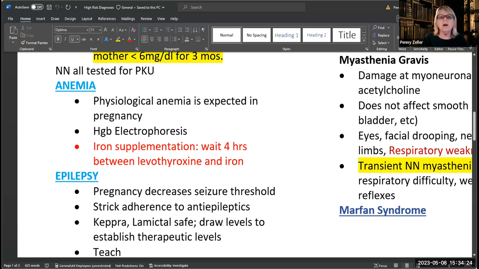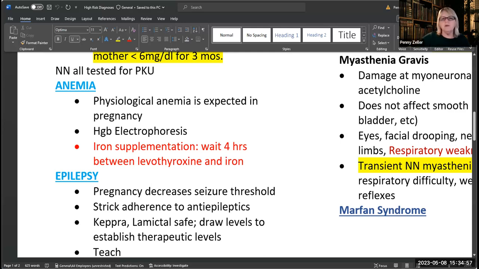If she has a B12 deficiency, we can do what's called a hemoglobin electrophoresis to determine what kind of anemia she has. Measuring the MCH, mean corpuscular hemoglobin, we can determine what kind it is and how to treat it.